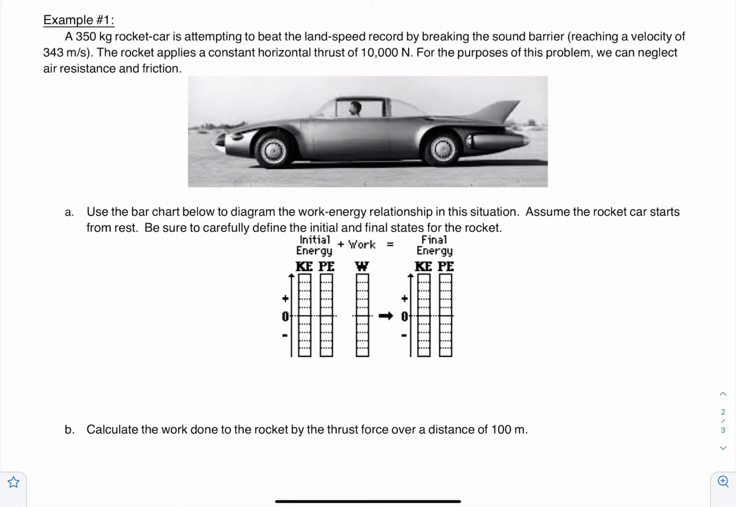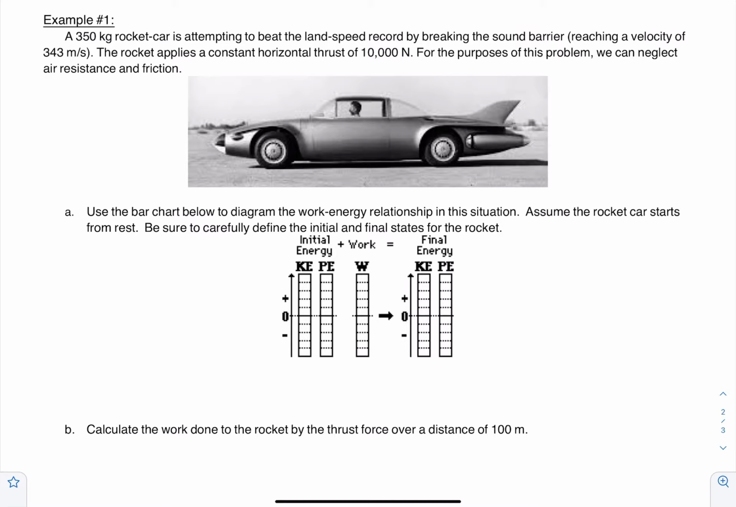Hello everybody, this is Mr. Woodward. In this video, we're going to apply the work-energy relationship, sometimes called the work-energy theorem, to an example of a rocket-propelled car. And we're going to see how the conservation of energy and the application of work explains the motion of the car. So let's take a look at this example together.